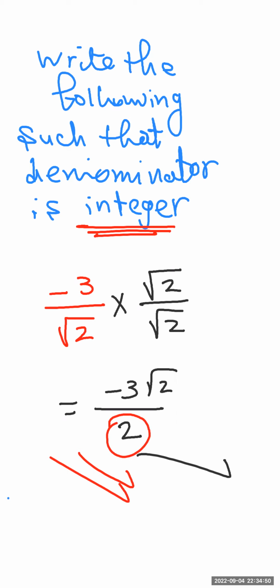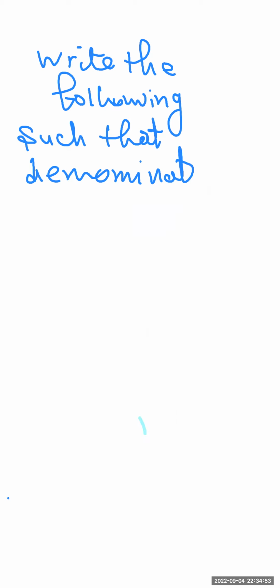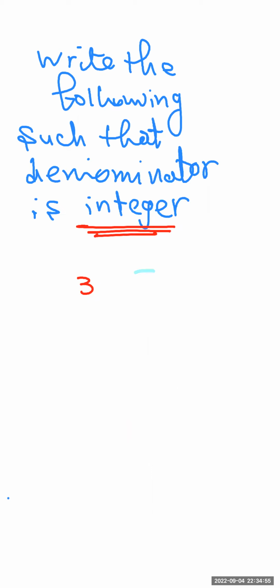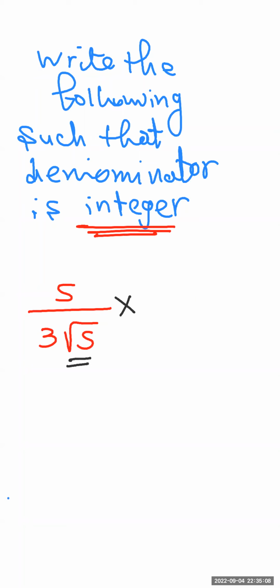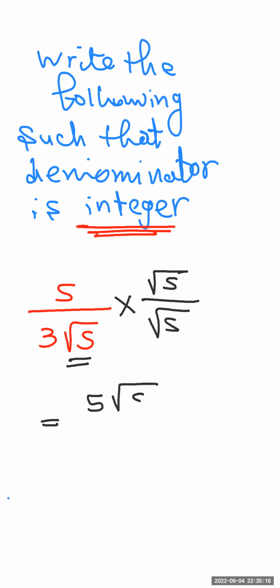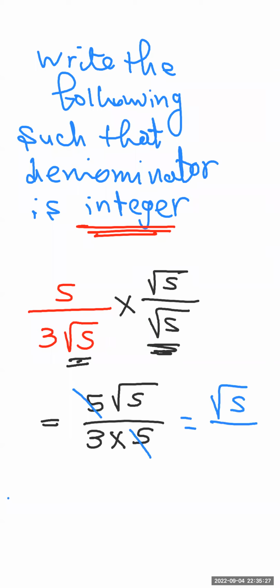Another one. Five over 3 square root of 5. Now I multiply this number by square root of 5 over square root of 5. So this means it will equal the numerator 5 square root of 5 over 3 times square root of 5 times itself, which is 5. Now you can simplify, terminate 5 and 5. Square root of 5 over 3. That's it.